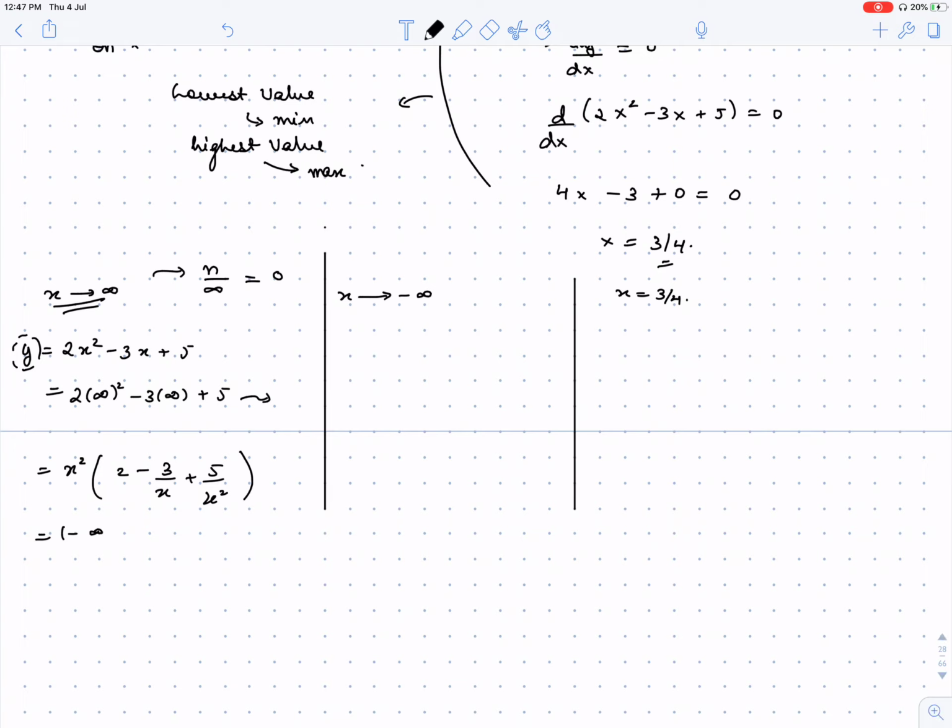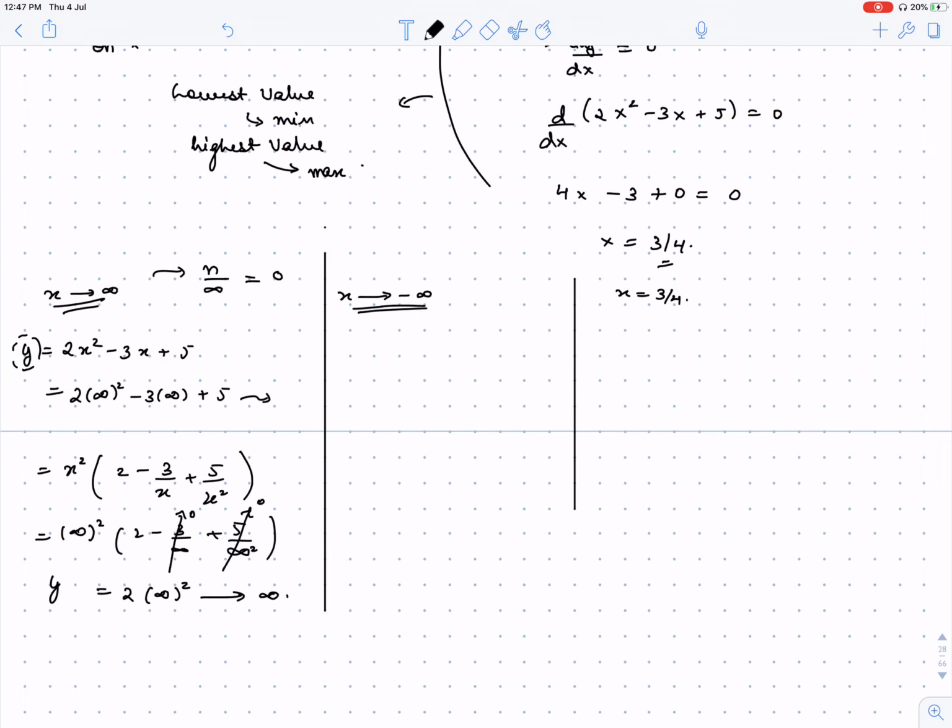Take it as infinity square times 2 minus 3 by infinity plus 5 by infinity square. Any number divided by whether infinity or infinity square becomes 0. So this becomes 2 into infinity square, which again further tends to infinity. So when x tends to infinity, y also tends to infinity.